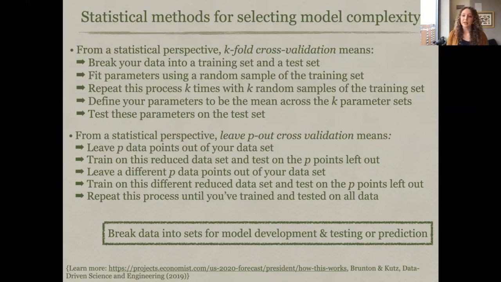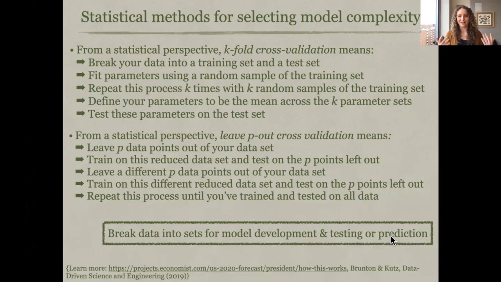Another approach, which The Economist uses, is called leave-p-out cross-validation. Here the difference is that you take all of your data together and you pull out a couple pieces of data, train on all the data left, test on the data that was withheld, and plop it back in. Then you take your data again, pull out some other data, train on what's left, test on what was pulled out, plop it back in, and you keep pulling out different portions of your data until you have trained on all of your data and tested on all of your data.